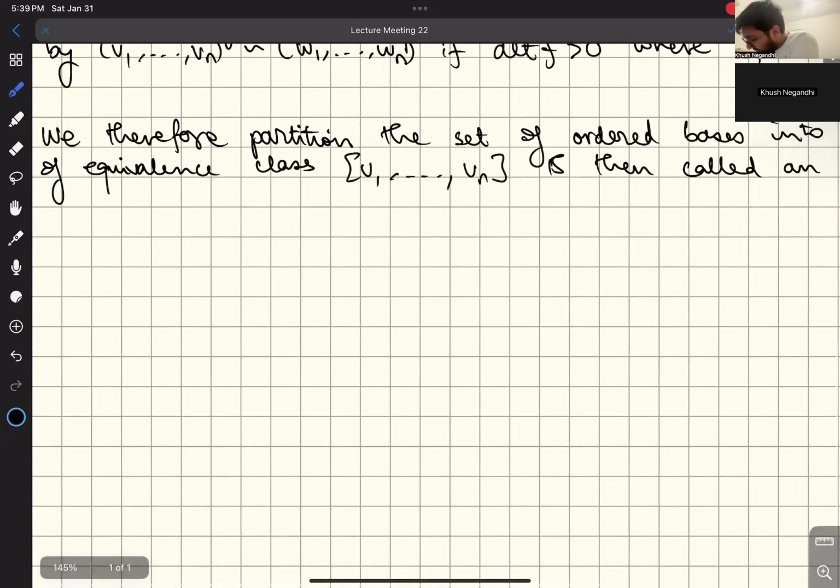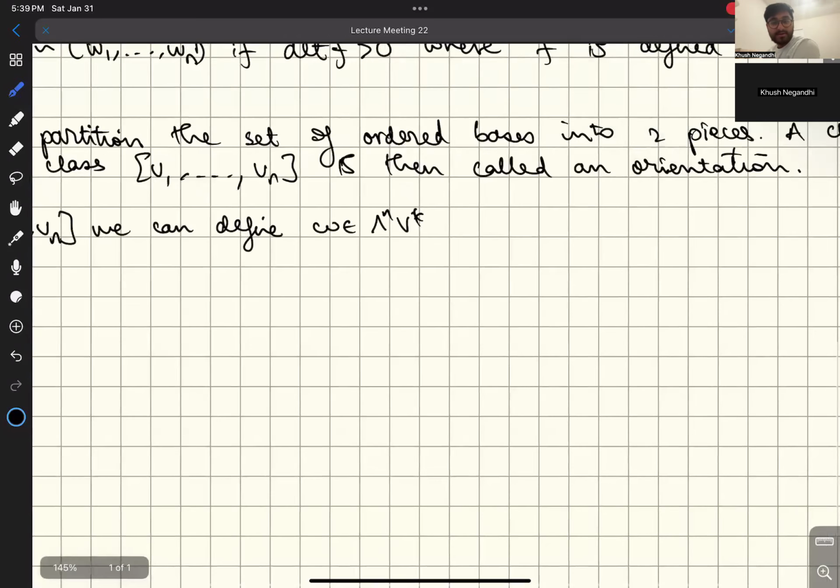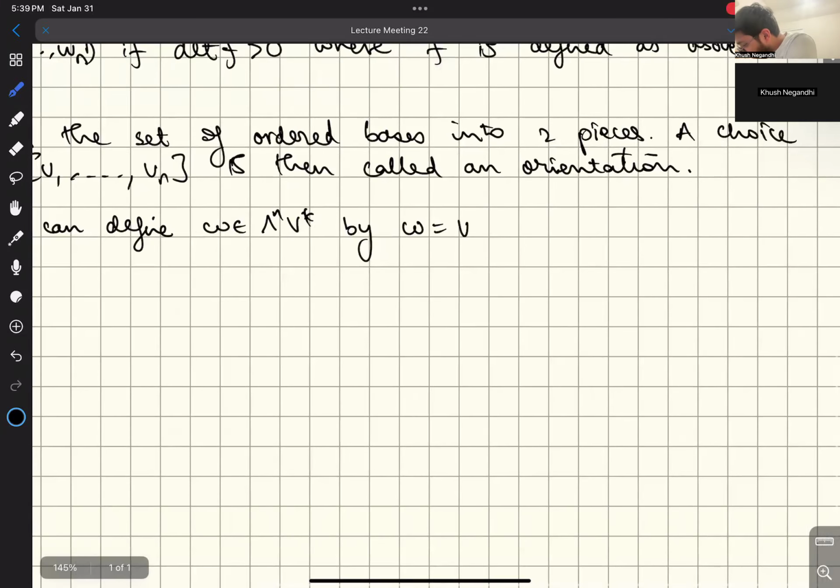So now, given this orientation, we can define an omega as an n-covector, where omega equals V1 wedge with itself. Now, okay, this is sort of ill-defined, and to rectify this, what I'm going to do is... this is ill-defined.